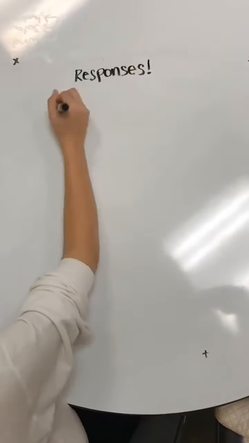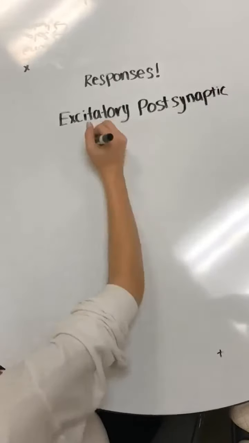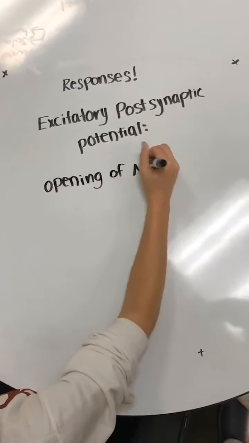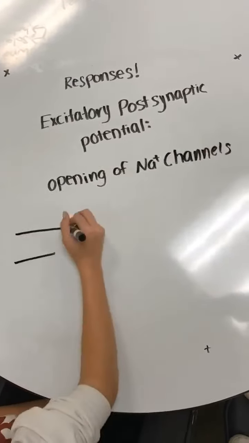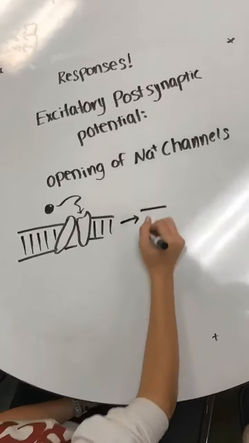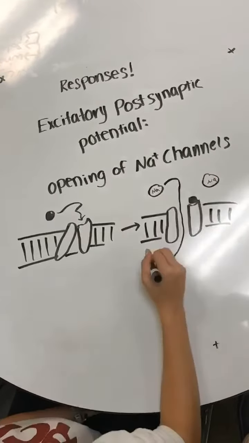Next, we will describe the different types of responses that these can have. Now, the excitatory postsynaptic potential, or EPSP, is produced by the opening of Na channels via a neurotransmitter. These channels open up, allowing Na to enter the cell, making it more positive. The more positive a cell is inside, the more likely you are to have an action potential.